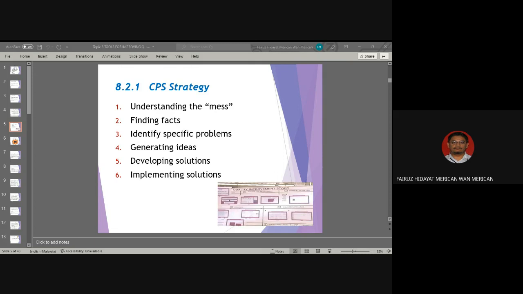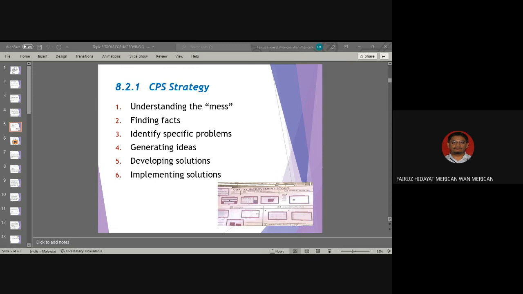Is it due to defects? For example, if you're producing a car, is it a dented or defective gear, or is it defective power windows or power steering? So they find these specific problems that they are facing.